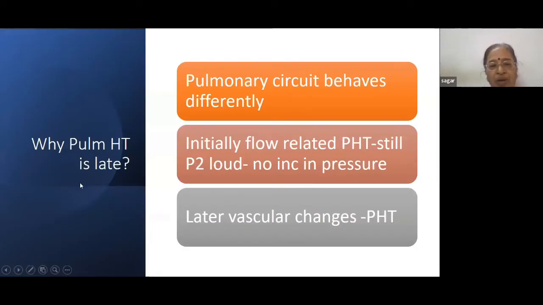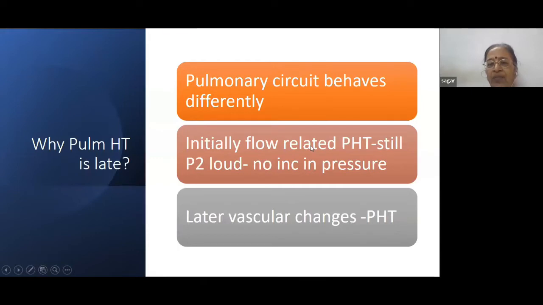Now, why is pulmonary hypertension late in an ASD? Because the pulmonary circuit in an ASD behaves differently. The level of shunt is at the level of the atrium, and the pulmonary pressures do not go up until very late. And so that is why pulmonary hypertension presents late and ASD also presents late. Initially, the pulmonary artery hypertension is flow related, what we call hyperkinetic pulmonary hypertension in an ASD. Later on, it becomes proper pressure related pulmonary hypertension.